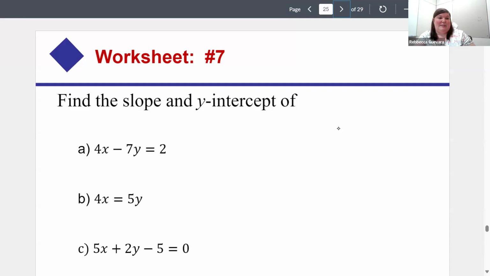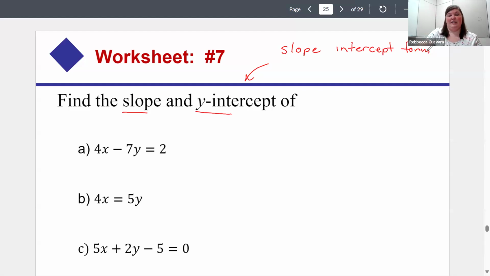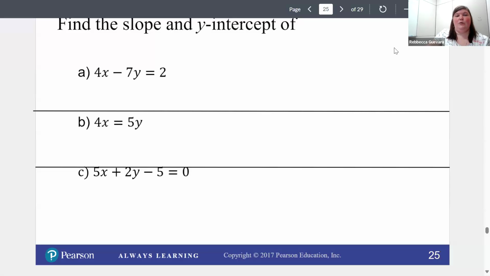Once again, these ones are in a little different form here. So like we did last time, to find your slope and y-intercept, we're going to need this to be in slope-intercept form. So I want you to take a minute and try to get them into slope-intercept form so then you can identify that slope and identify that y-intercept. Okay, so hopefully you did take a minute to try to work on these. B may have seemed a little weird.